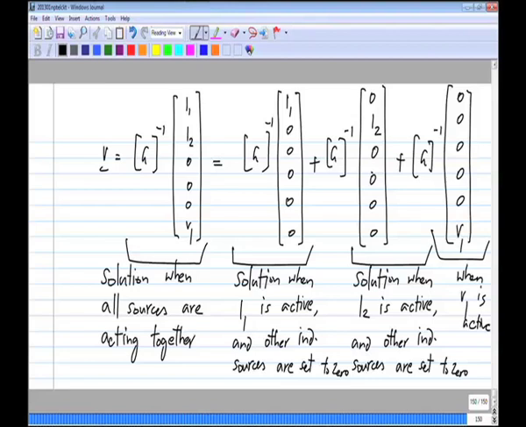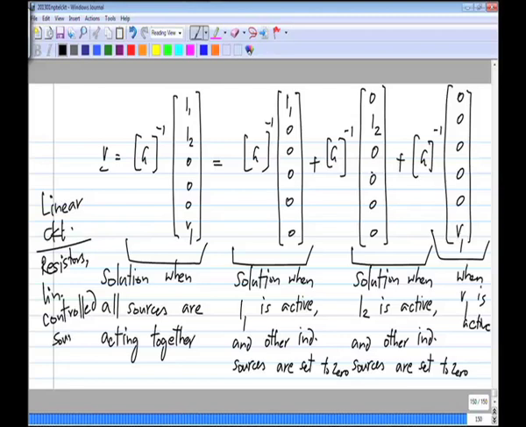In this case, you first do the analysis with I1 only and I2 only and then V1 only, and add up all the solutions. And this works for any circuit that is linear. And a linear circuit means that, besides these independent sources, it has resistors and linear controlled sources. Okay. So this is superposition. I hope that part is clear.